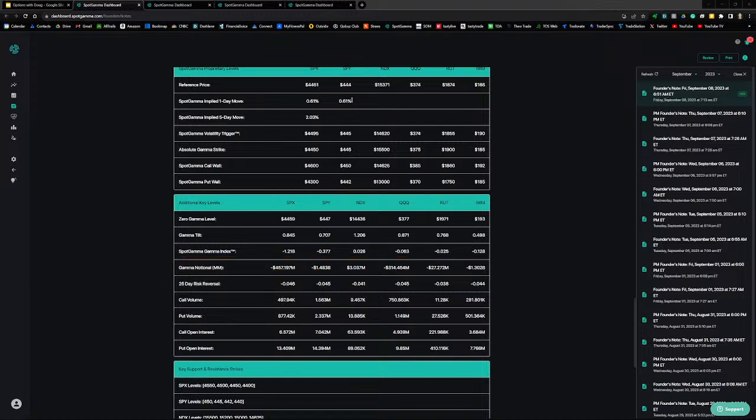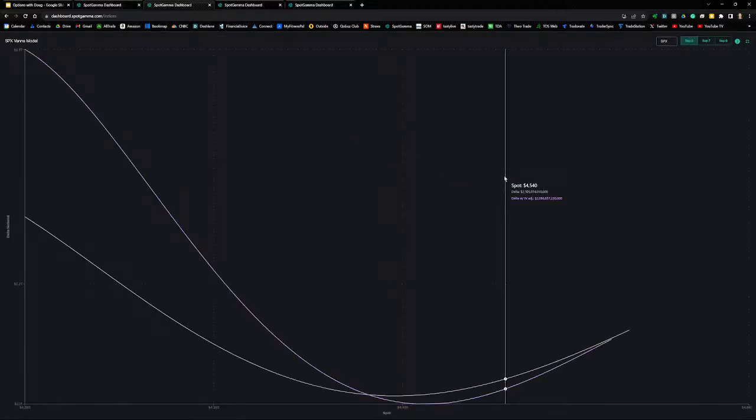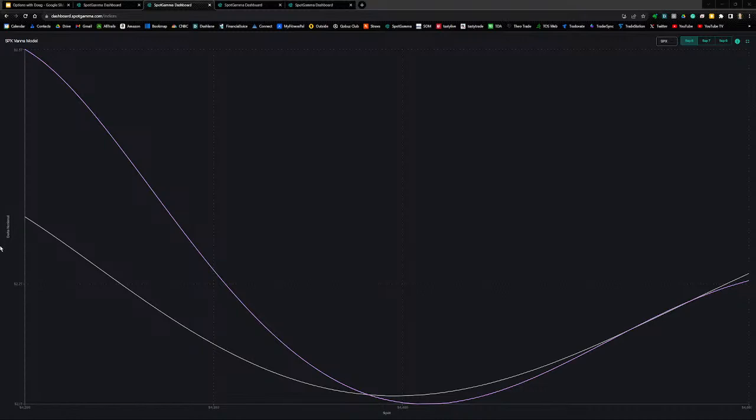Let's take a look at the Vanna models now. I'll start with SPX. This is the Vanna model. This chart is showing market maker's delta notional on the vertical axis and price on the horizontal axis.